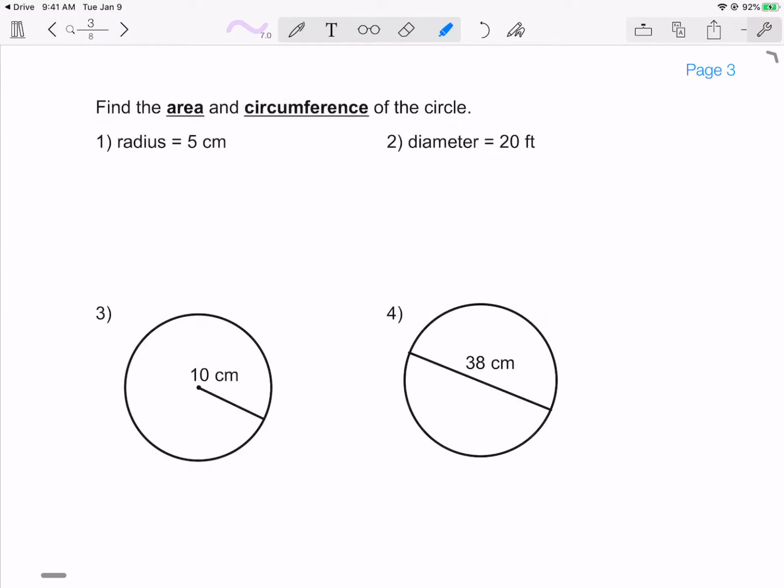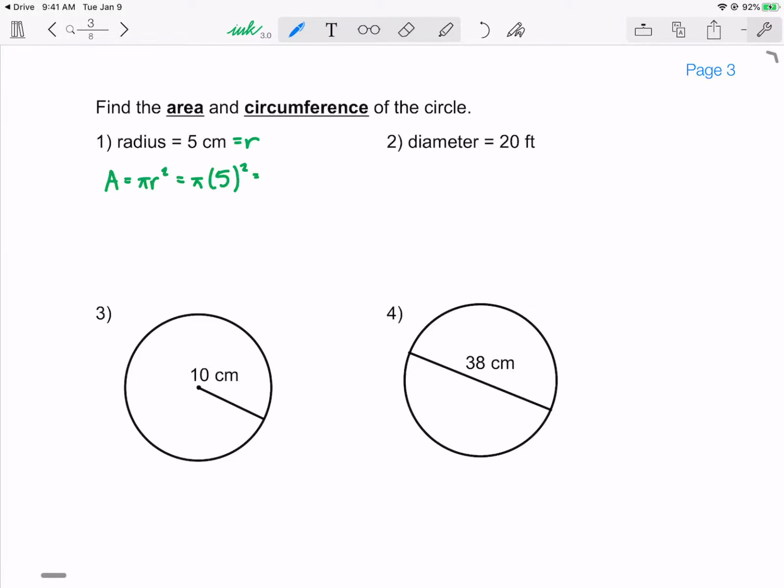So let's see this in a few examples. So we're going to find the area and the circumference of these circles. In some of these we've got a picture, in other ones we've just got the words. So in the first one I've got that the radius is 5 centimeters. So I'm going to denote that that's r. So in order to find the area, I need to do pi r squared. So I need to do pi times 5 centimeters squared.